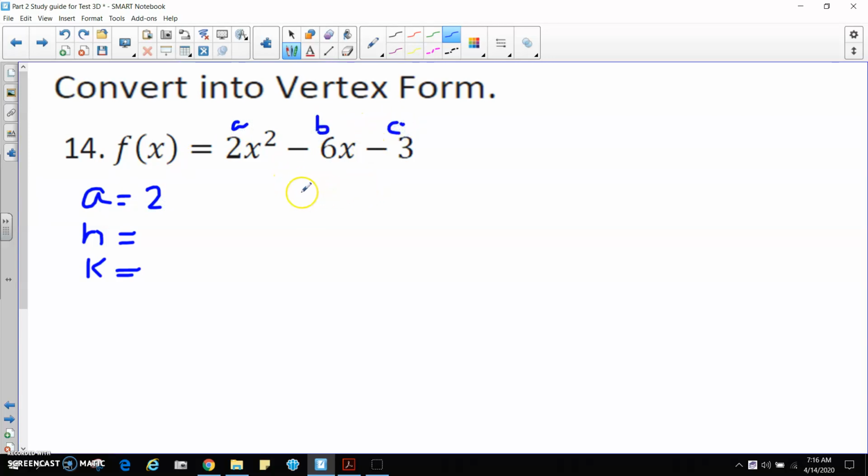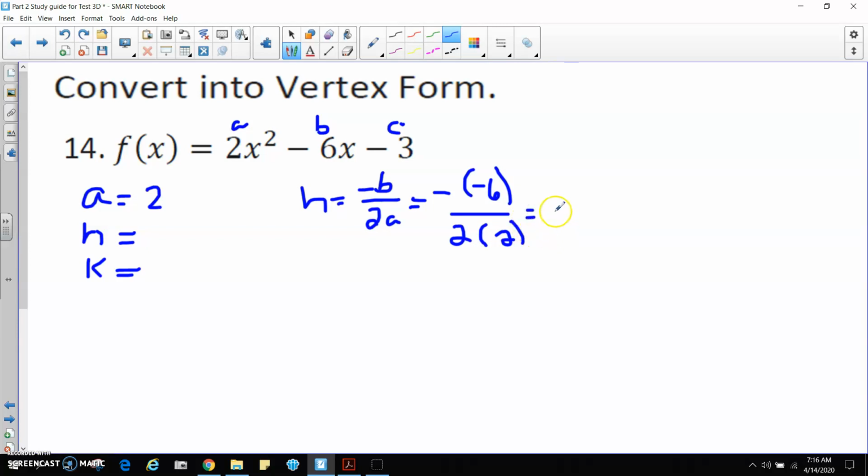We find our H using the same formula as the other problem, which is -B over 2A, which is going to equal -B, where B is -6, over 2A, where A is 2. And this time, when we finish, we get a decimal. That is okay. Don't be scared of the decimals. So that's 1.5.